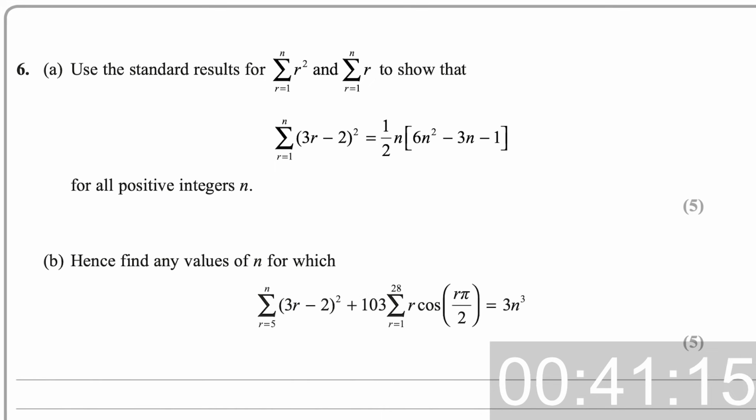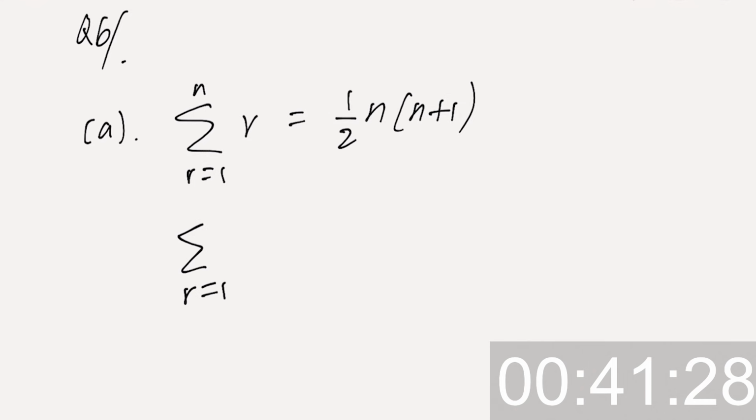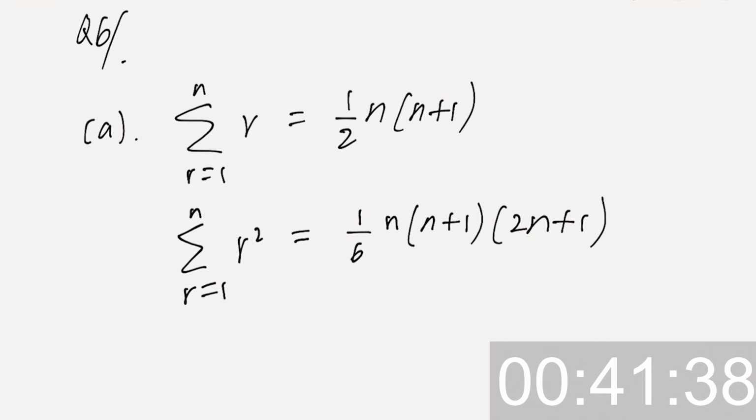So I think the sum from r equals 1 to n of r is a half n times n plus 1. That's the Gauss formula. I know that one. I think I can remember the other. So the sum from 1 to n of r squared. So it's a sixth. I want to say there's an n plus 1, 2n plus 1. Yes, that's it.